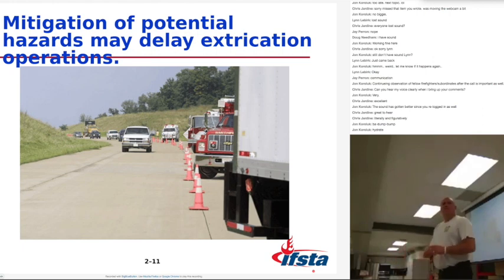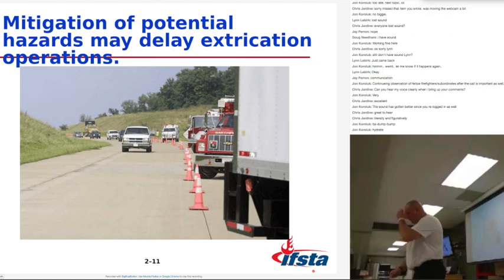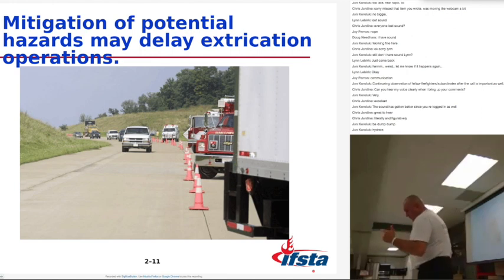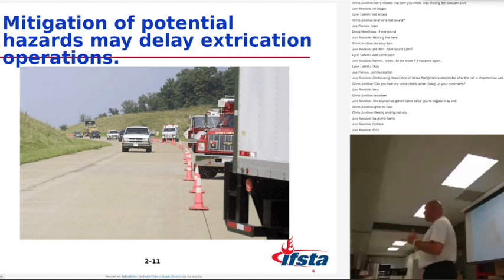Mitigation of potential hazards. They can delay the extrication. So we talked about things. Vehicle traffic, we're on page 34. Downed electrical lines, leaking vehicle fluids, flammable gases, broken water mains, sanitary sewer lines. Not sure how that happens in a vehicle accident, but possible. Could be hauling it, yeah. We've had that. Uncontrolled release of toxic and corrosive hazardous materials.